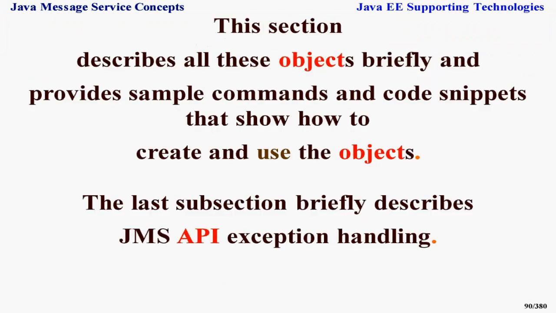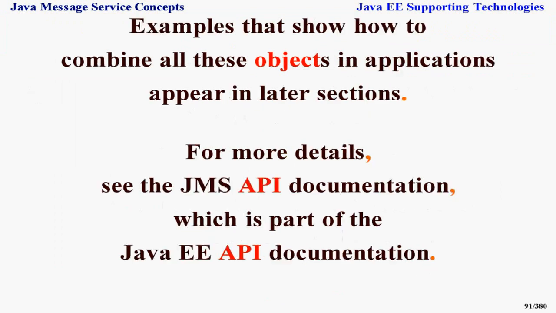This section describes all these objects briefly and provides sample commands and code snippets that show how to create and use the objects. The last subsection briefly describes JMS API exception handling. Examples that show how to combine all these objects in applications appear in later sections. For more details, see the JMS API documentation, which is part of the Java EE API documentation.